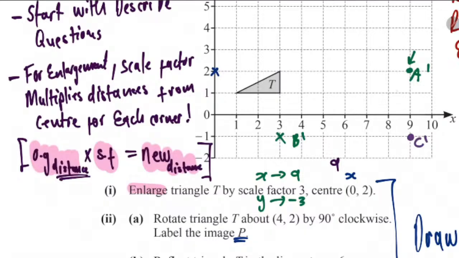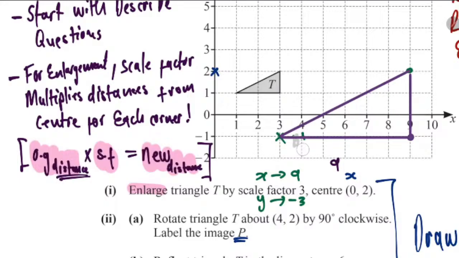Then join them. You have your new shape now. So you do this. Then you join here. Then you join here. Excuse me. Then you can remove. We have the new shape. We have found the new shape.